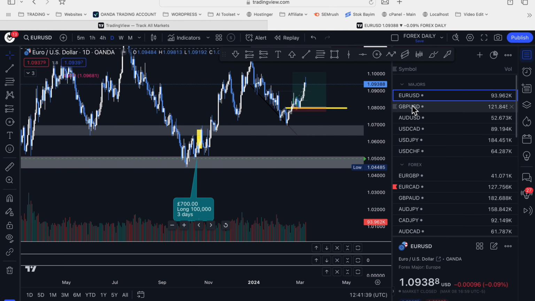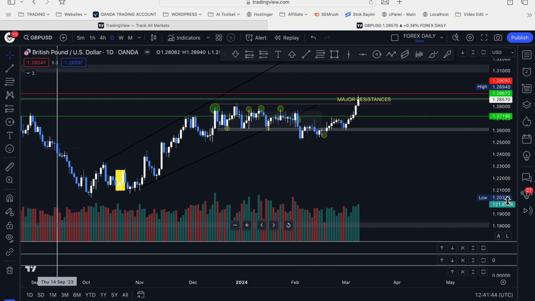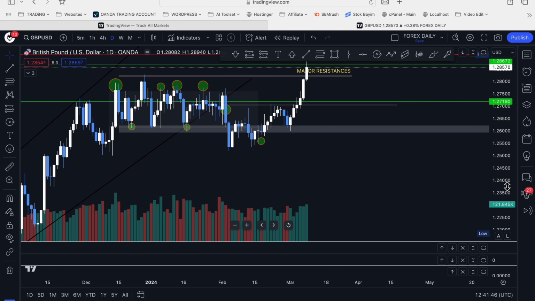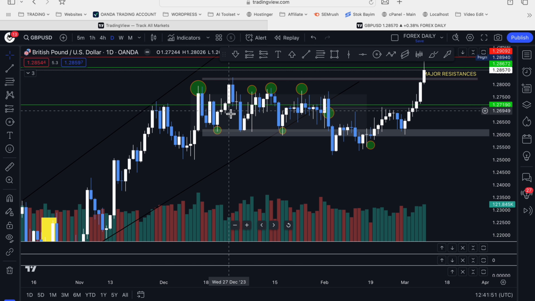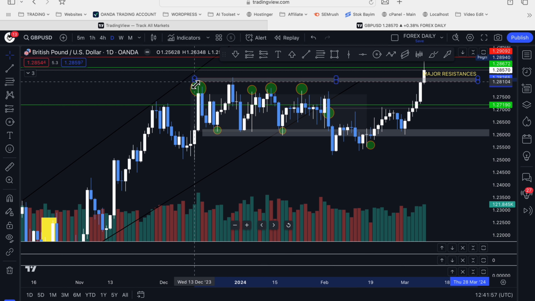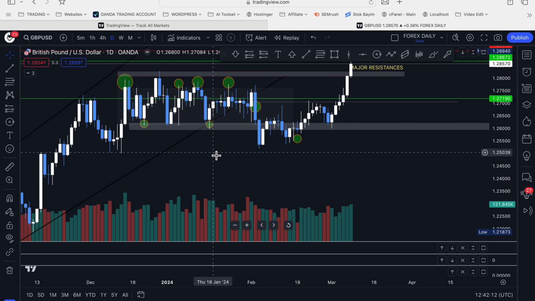Maybe a better one to show you is the Great British Pound USD. If we look at this area here, the market was going sideways. It was in consolidation. You could see there was a resistance zone up here and a support zone down here. It was bouncing off the resistance, bouncing off the support, and this was repeating every couple of days. This is how some people trade. I do not, because it's just so unpredictable.